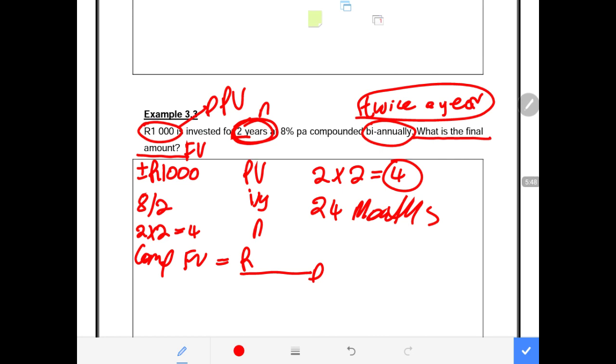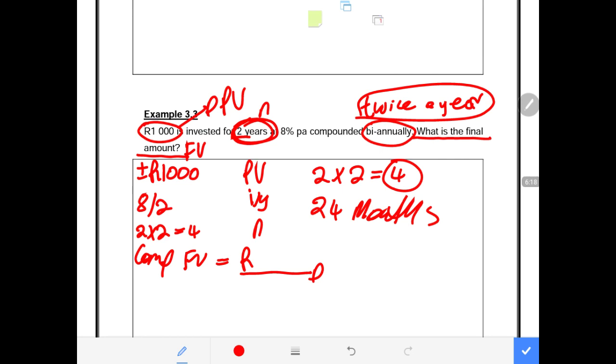First of all, don't forget to clear your calculator. How to clear your calculator? Second function, alpha, 00. We say plus minus, first 1000, plus minus 1000. We press present value. 8 divided by 2 interest, which is I/Y. Then you say 2 times 2, which is 2 years times 2 compounds in a year. You press N after, which is 4 now.